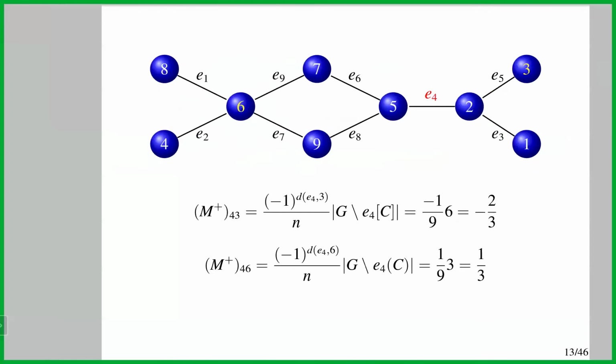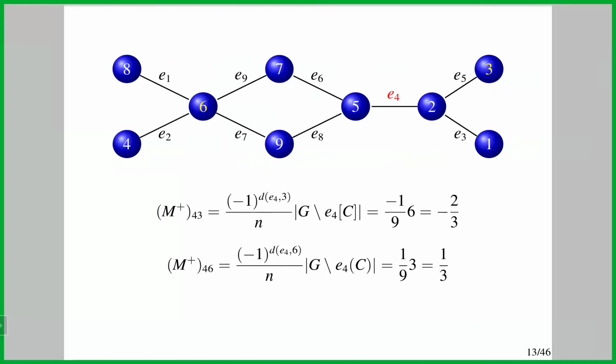And then you divide by the number of vertices, and the negative sign is coming from (-1) to the distance between edge 4 and 3. The distance between edge 4 and 3 is 1, so that's why it is (-1) to the 1.